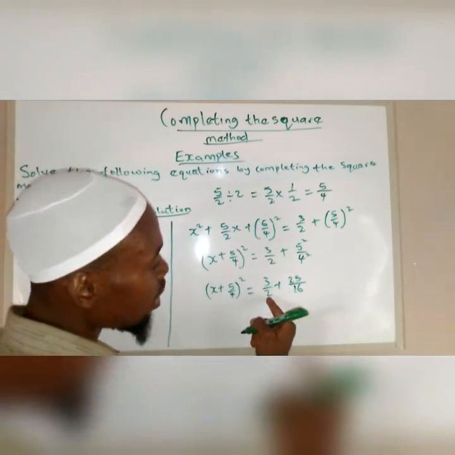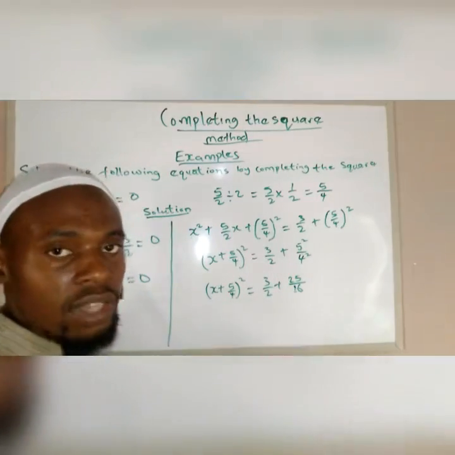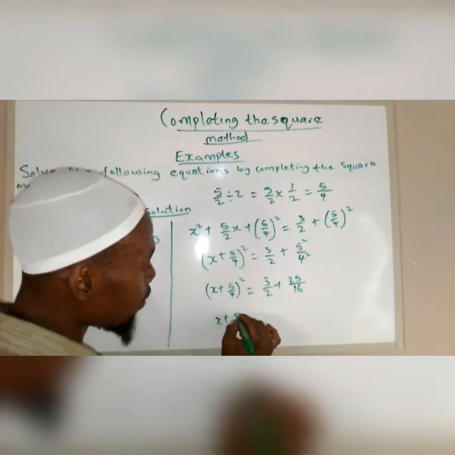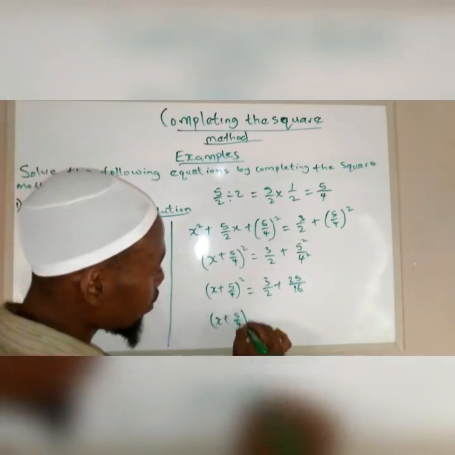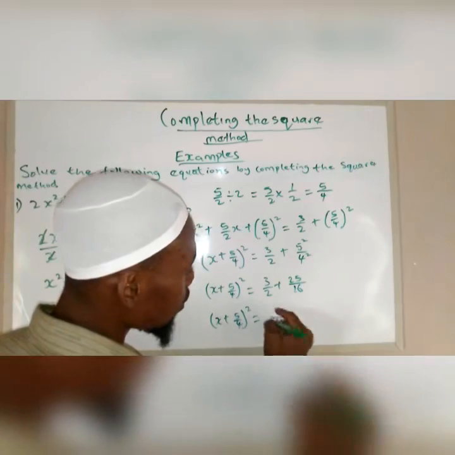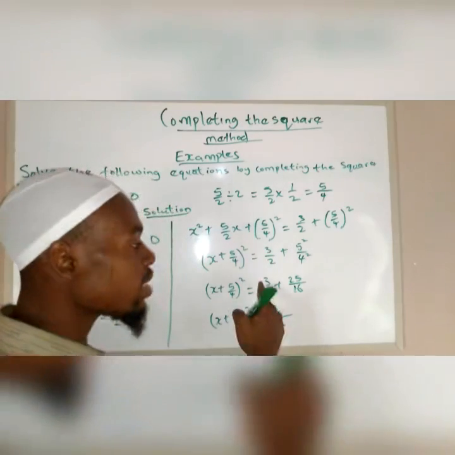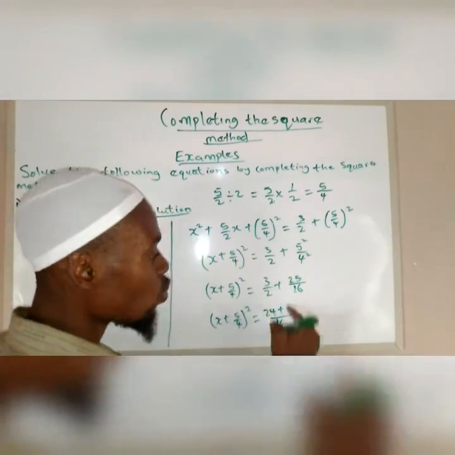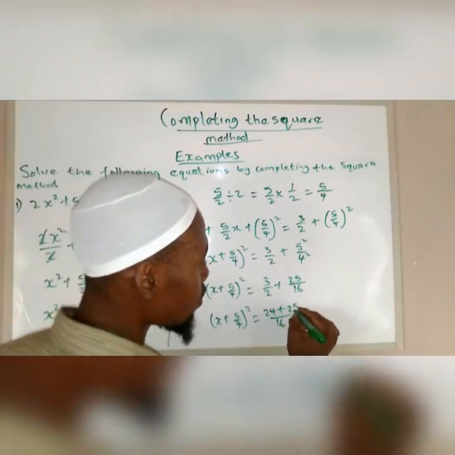Now, what's the LCM of 2 and 16? Definitely that's 16. So we have (x plus 5 over 4) all squared to be equal to 16. 2 in 16, that is 8. 8 times 3, that's 24. 24 plus 16 in 16, 1. 1 times 25, that's 25.